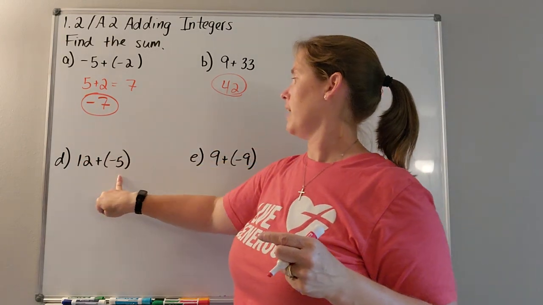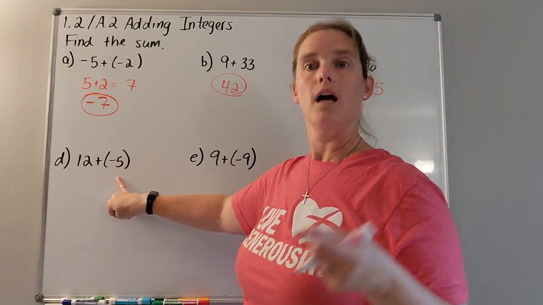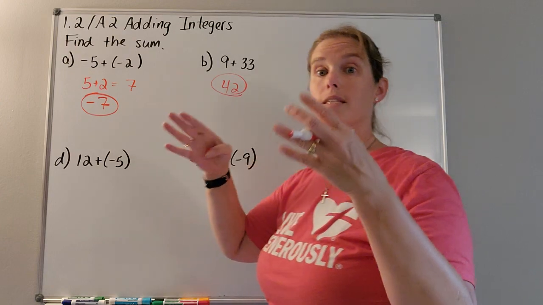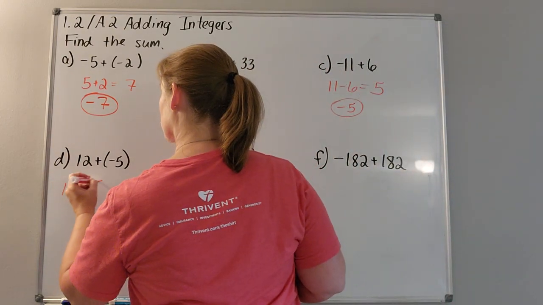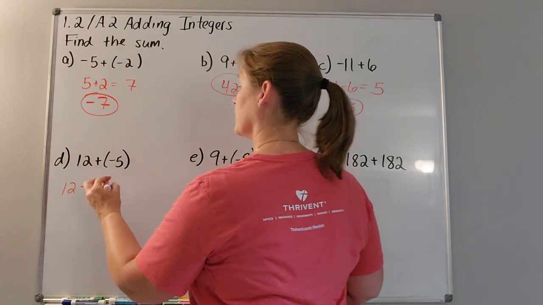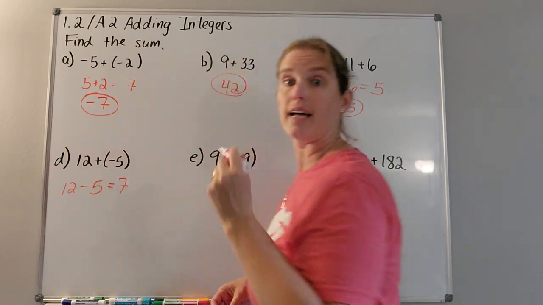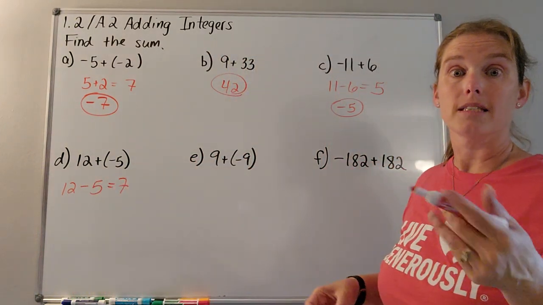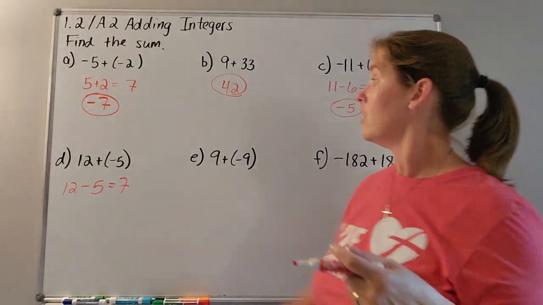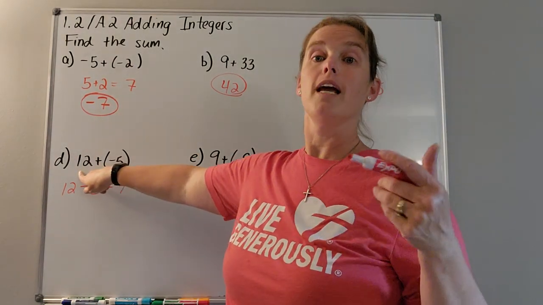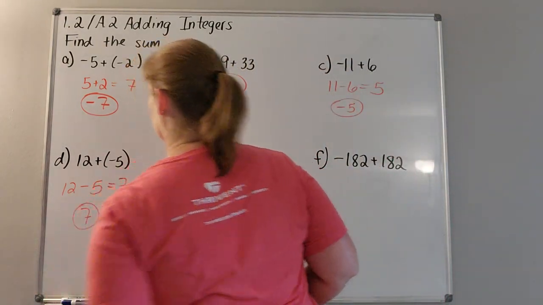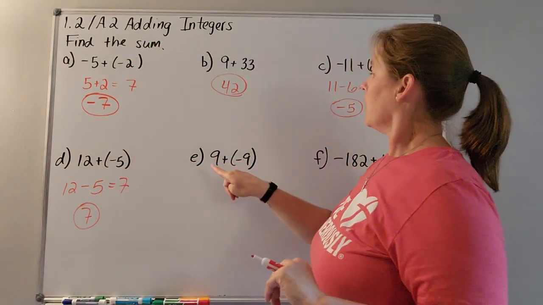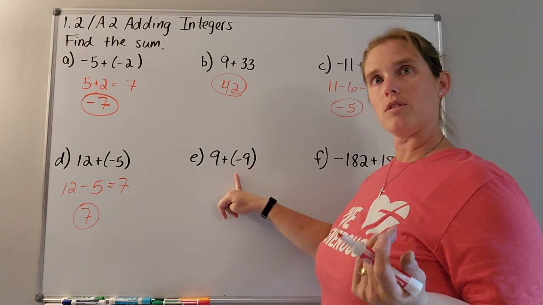12 plus negative 5, same or different signs? Different. So we once again subtract the absolute values. Bigger absolute value minus smaller absolute value. 12 minus 5 is 7, that's right. Now, positive or negative? Well, 12 is the bigger absolute value and it was positive to begin with, so our answer stays positive.